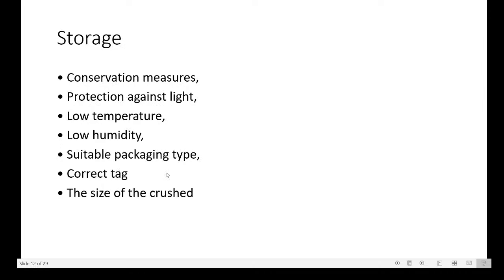Okay, after the packing we need to store it in a particular place. The storing temperature matters, because that is for conservation or protection, everything.